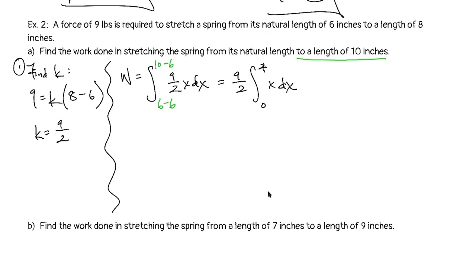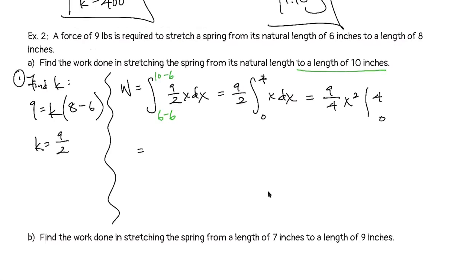Let's integrate. We get 9 over 4 x squared. We're going to plug in 4, and we're going to plug in 0. That gives us 9/4 times 4 times 4, and if I plug in 0, it's going to go to 0. But again, this is a great chance to show you that I'm not going to multiply 9 times 4 times 4 and then divide it by 4. I'm just going to reduce here, saving myself from multiplying out some big numbers, because really it's just 9 times 4, which gives me 36.